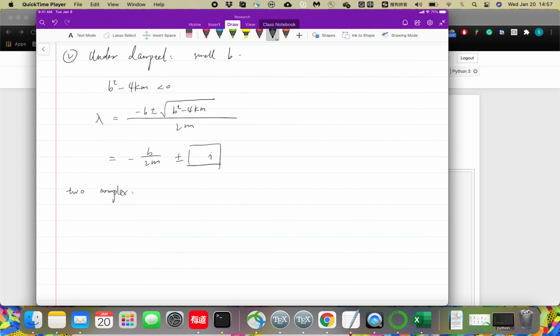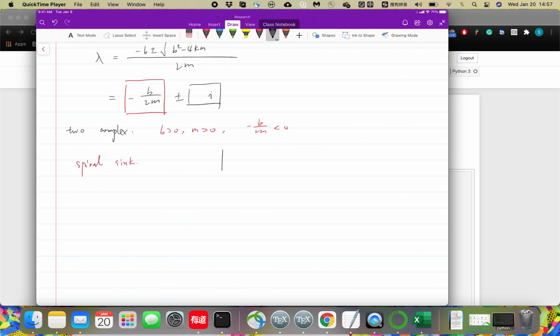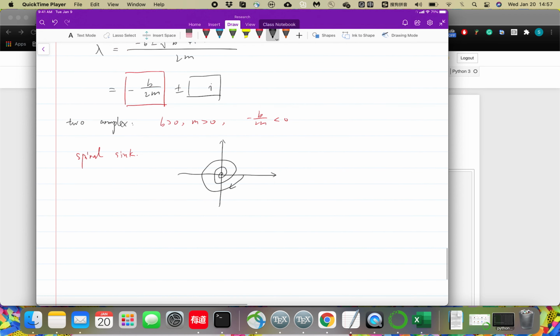Do you have a spiral source or spiral sink? You just look at the real part. The I part really just determines how fast you rotate. Note, b is bigger than 0, m is bigger than 0. Therefore, the whole thing is less than 0. It's going to be a spiral sink. So if you are underdamped, which means you are still going to oscillate, but you oscillate towards 0. Okay, spiral sink. So eventually you stop. That's called underdamped.